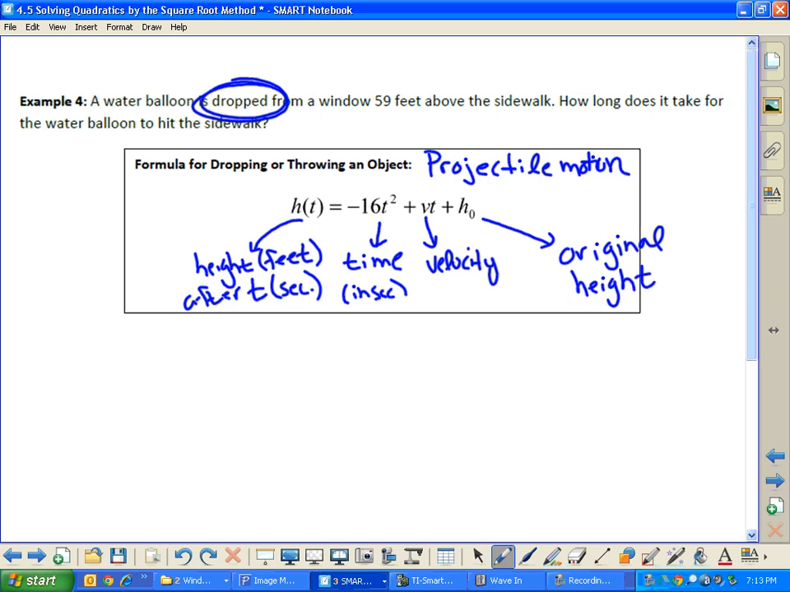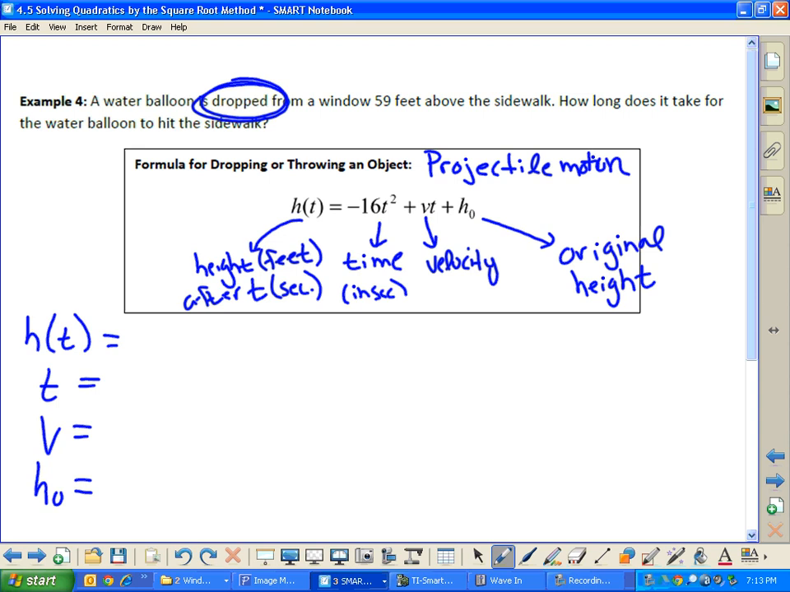So this is your verbal model. This is your formula. This is what you're going to use. So now we make a list of the things that we know and the things that we don't. Can anybody help me fill in anything I know about these letters in the problem?